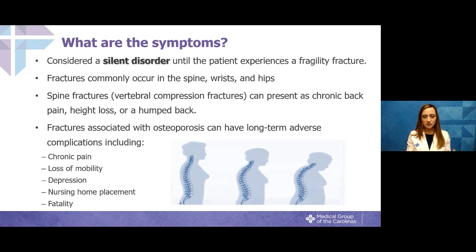So people can experience some shortening of their height. Maybe they lose a few inches of their height. They might hunch over, and they might have some chronic back pain associated with that as the muscles try to adjust to a new height fixture for them. So that's definitely a source of problem in osteoporosis, the chronic pain associated with vertebral compression fractures. And with that, we can also find, like we talked about earlier, depression, nursing home placement, and even fatality with those hip fractures.